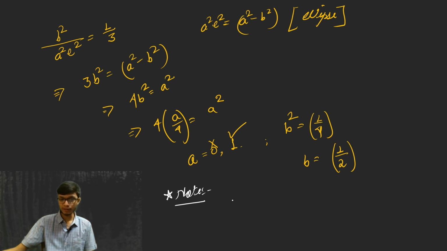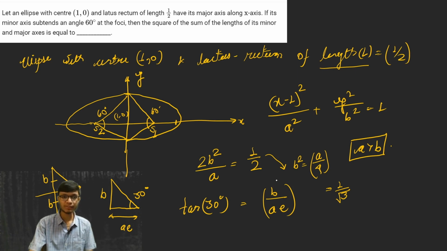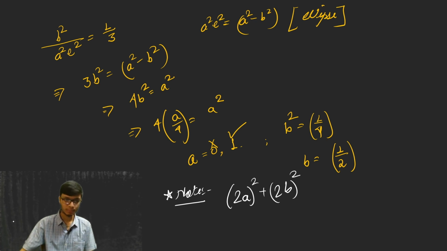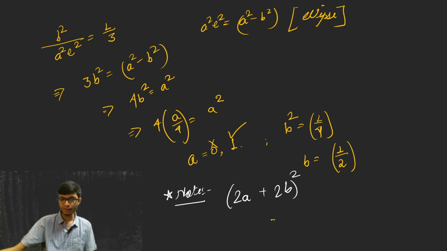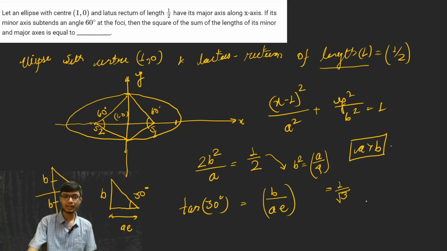So that means I have to find the sum of the square, that is 2a whole square plus 2b whole square. But it is not what is asked in the question. It is saying the square of the sum of the length of the minor and the major axis. So that's also another important thing that the question says: the square of the sum. So you have to firstly take the sum and then square it. So that is basically equal to this particular result, and it is equal to 2 plus 1 by 1 whole square, and that is equal to 9. I hope this answer is clear. So that gives me the right answer, that is basically 9.